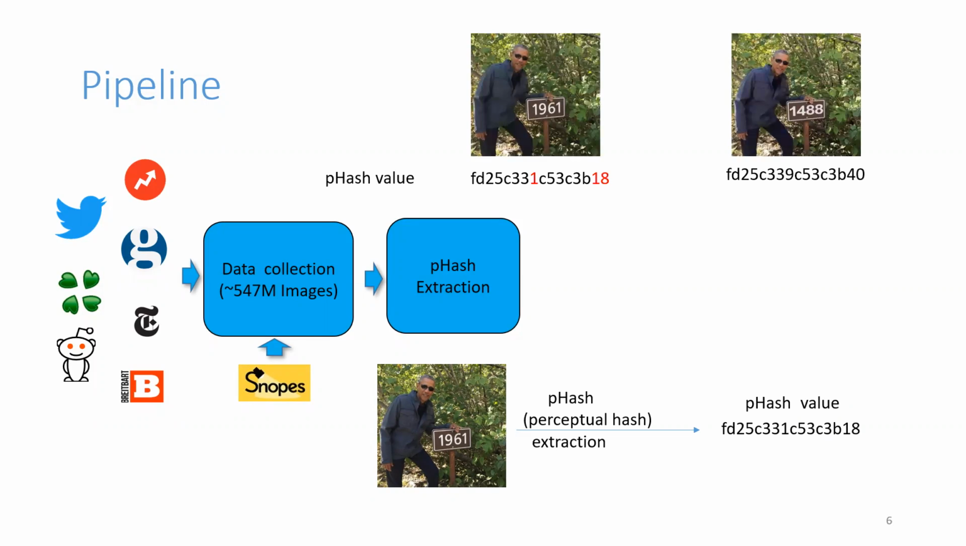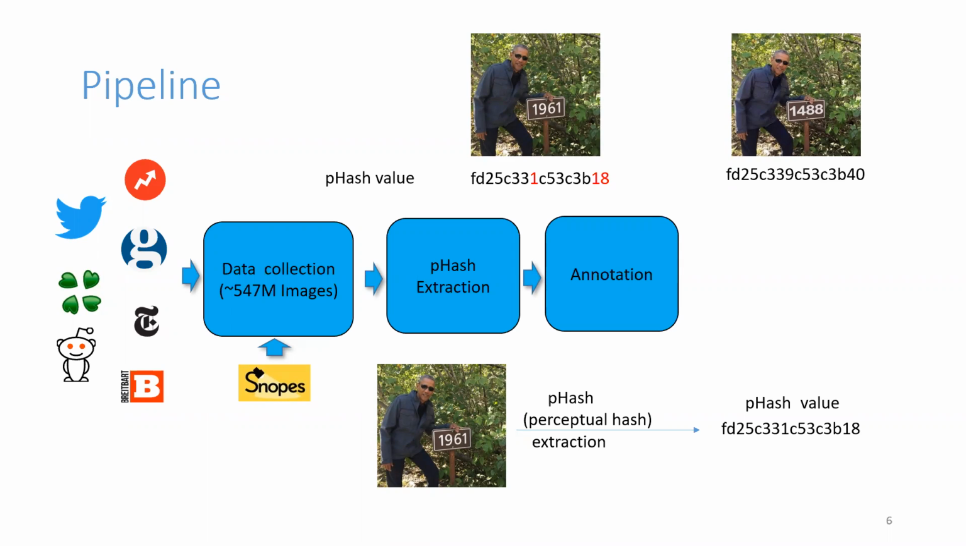Given two visually similar images, their corresponding p-hash values have minor differences between each other. Therefore, if two p-hash values have minor differences between each other, then the corresponding images are visually similar. Then we can use this characteristic of p-hash values to do the step annotation.